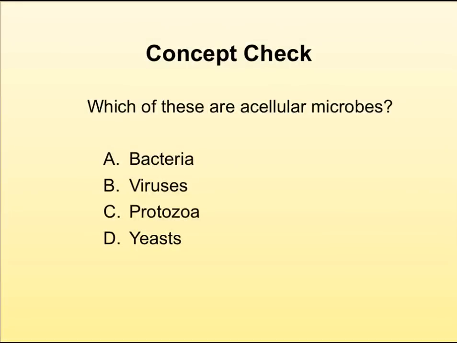Let's have a quick concept check. Which of these are acellular microbes? A, bacteria, B, viruses, C, protozoa, or D, yeasts? Well, we know that bacteria have cells, so we can cross them off the list. We know that protozoans have cells, so we can cross them off the list. And yeasts, in fact, do have cells, so they're off the list too. Definitely viruses are acellular.